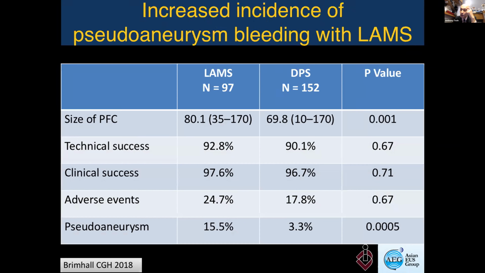For walled-off necrosis, after complete necrosectomy, we place a stent for around 4 weeks, and then we change to either a plastic stent for a longer period of time, or we just remove the LAMS altogether.